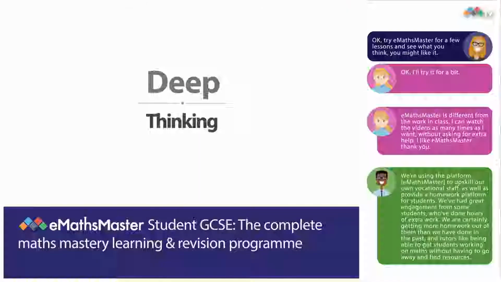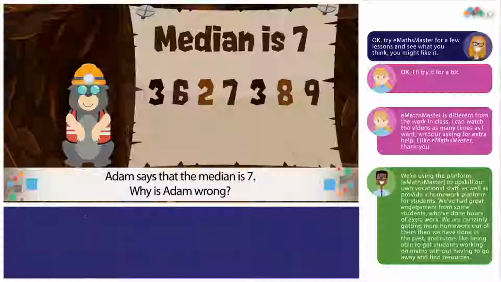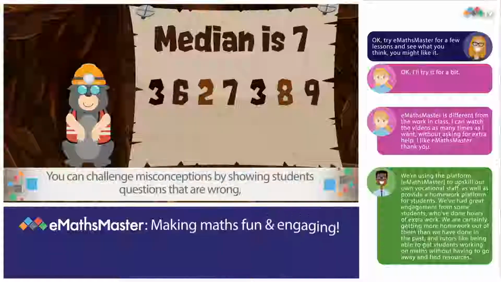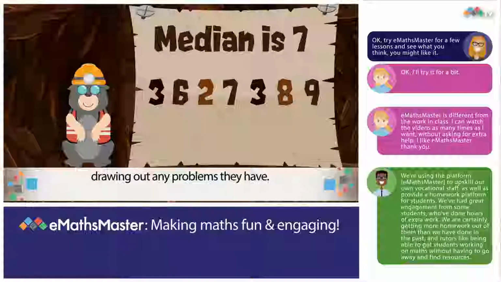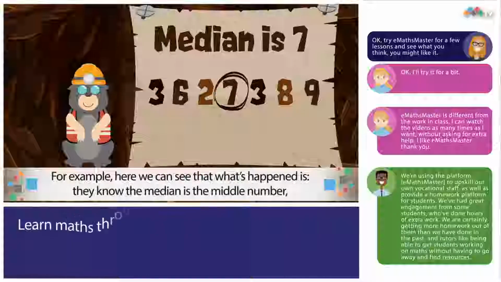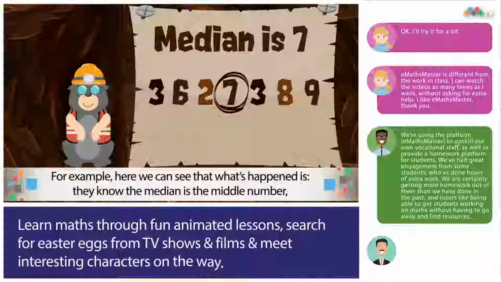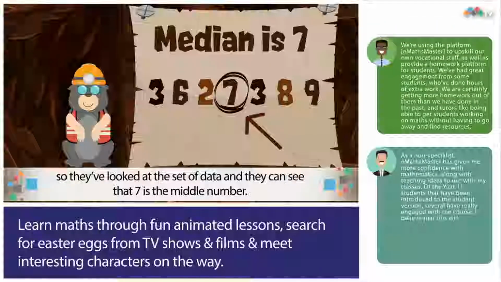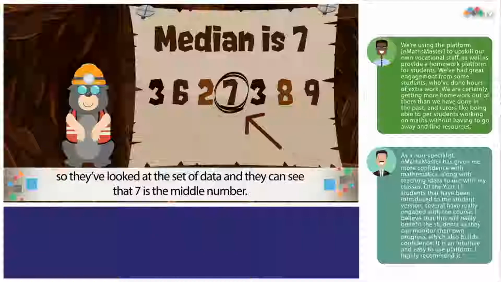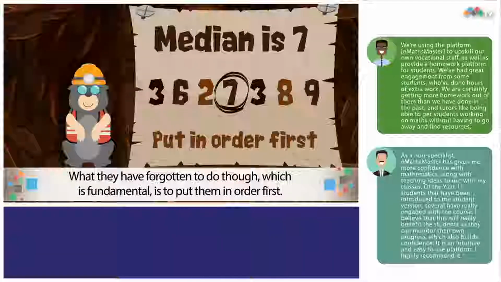Deep thinking. Adam says that the median is 7. Why is Adam wrong? You can challenge misconceptions by showing students questions that are wrong, drawing out any problems they have. For example, here we can see that what's happened is they know the median is the middle number, so they've looked at the set of data and they can see that 7 is the middle number. What they've forgotten to do though, which is fundamental, is to put them in order first.